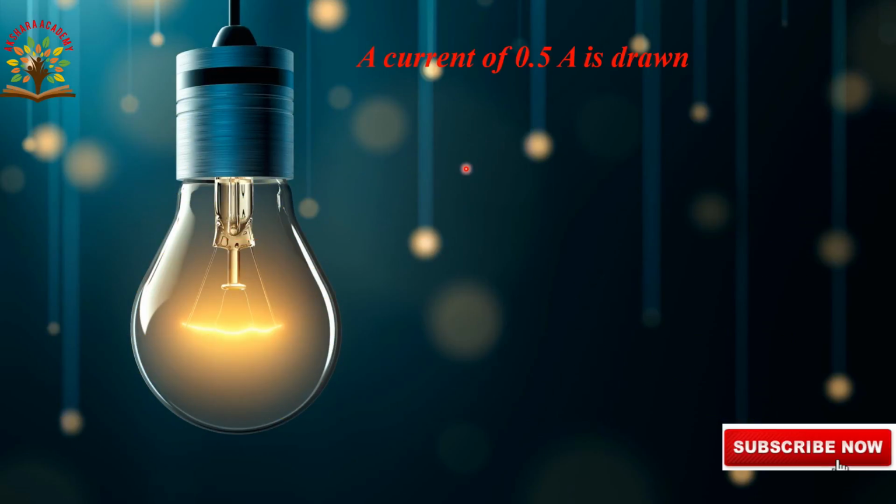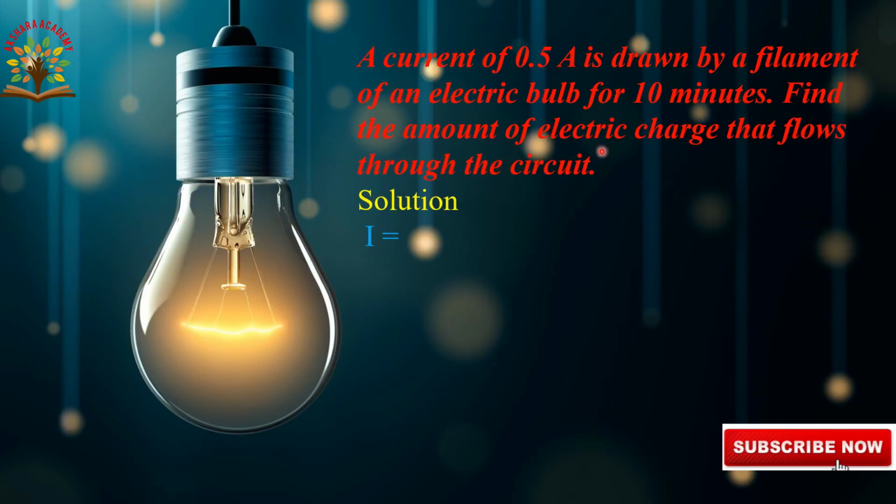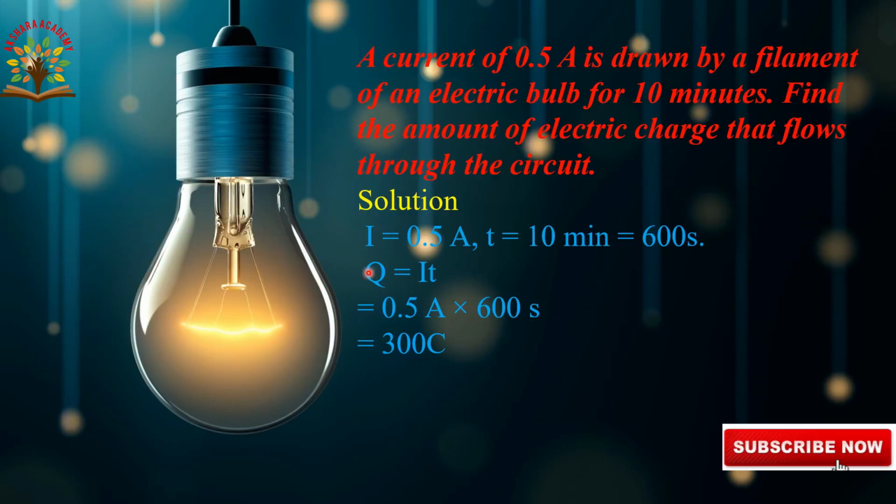A current of 0.5 amperes is drawn by a filament of an electric bulb for 10 minutes. In this question, they are asking us to find the amount of electric charge that flows through the circuit. Here they have given I is equal to 0.5 amperes, t is equal to 10 minutes. We are converting 10 minutes into seconds.